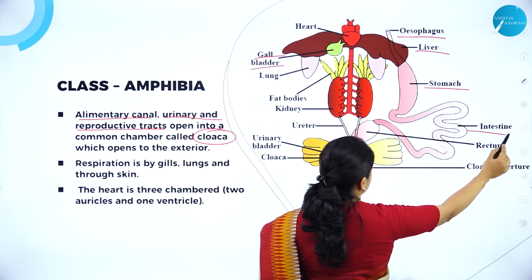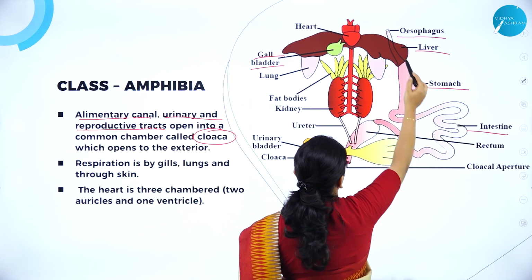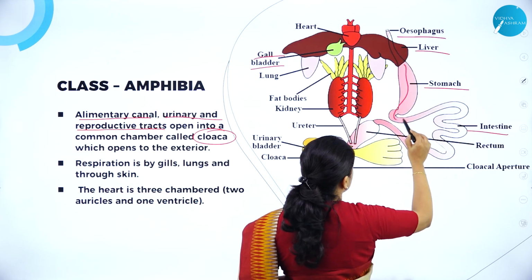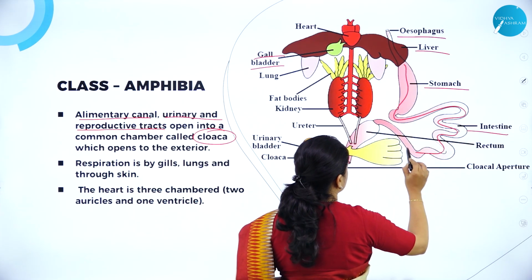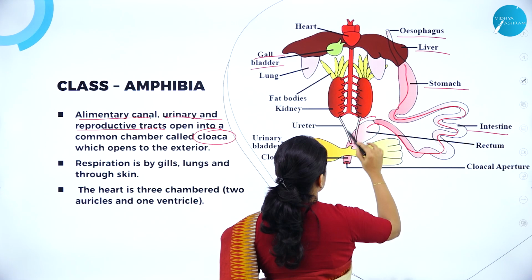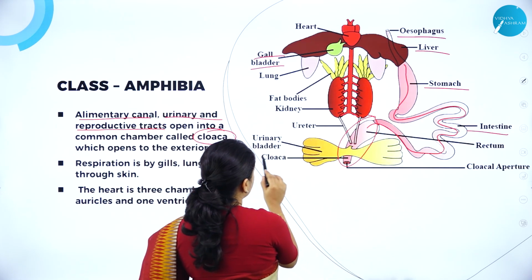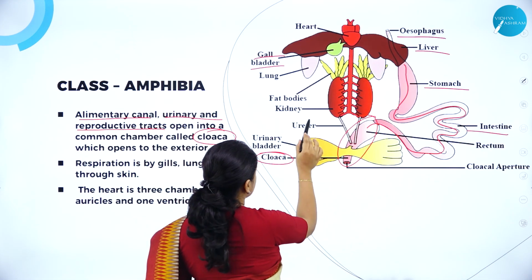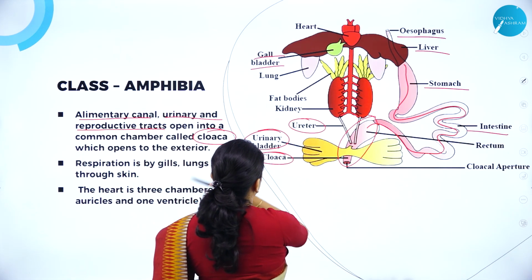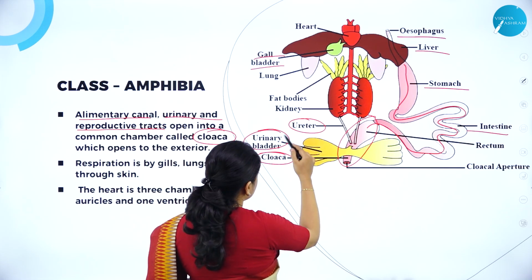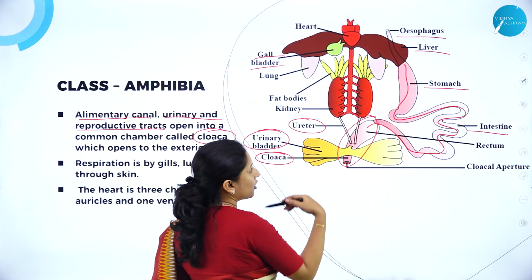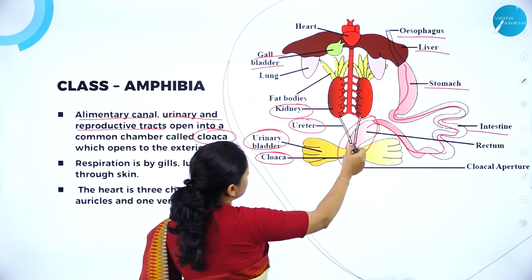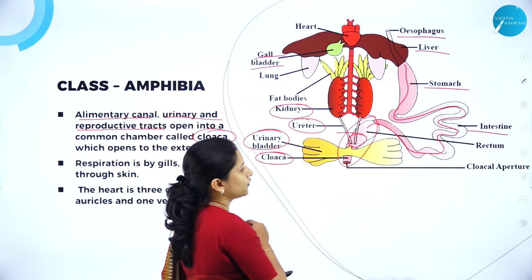Then the intestine. If you can see, all of these parts of the alimentary canal are interconnected to one another, and they open into one common chamber, the cloaca. This portion is the cloaca. Talking about the urinary tract, that is the ureter and the urinary bladder, and the kidney, both open into the cloaca, if you can see here.